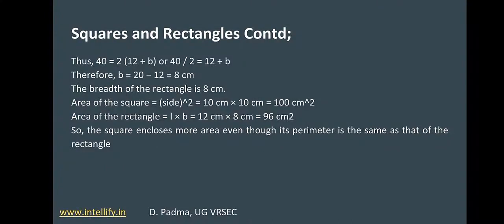So here the area of the square equals side square, it is 10 into 10 equal to 100 centimeters square, and the area of the rectangle is L into B equal to 12 into 8 equal to 96 centimeters square. Here the area of the square is more than the area of the rectangle. So the square encloses more area even though its perimeter is the same as that of the rectangle. So even though their perimeters are the same, the square encloses more area.